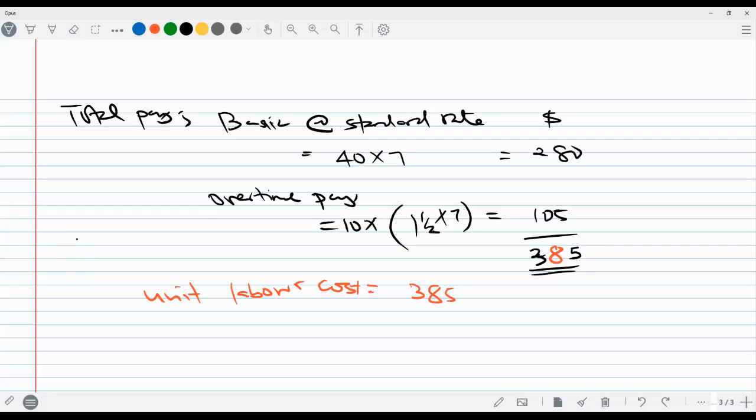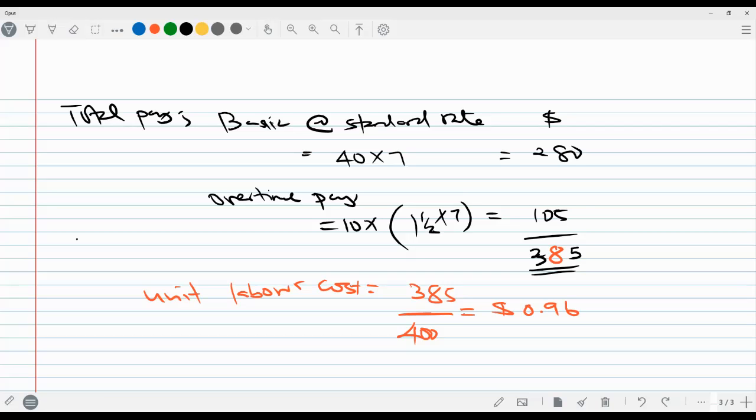This employee produced 400 units. Therefore, we divide by 400 units to give us the cost per unit, which is 0.96 dollars. Therefore, that is the cost per unit under the current policy.